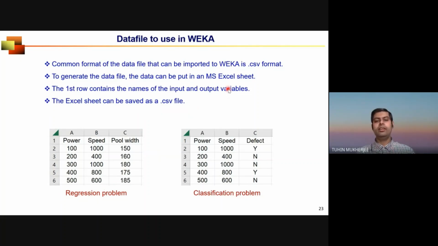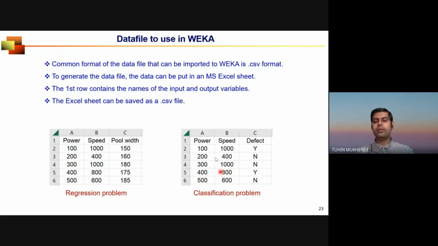So the data sheet should look a little different depending on which problem we are solving. In this CSV file or MS Excel file, row 1 should contain the name of the variable. For a regression problem, let's say we are controlling pool width depending on power and speed. So the input variables are power and speed and the output is width. The name of the variable should be in the first row.